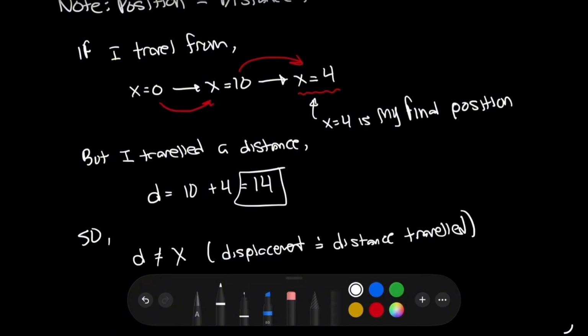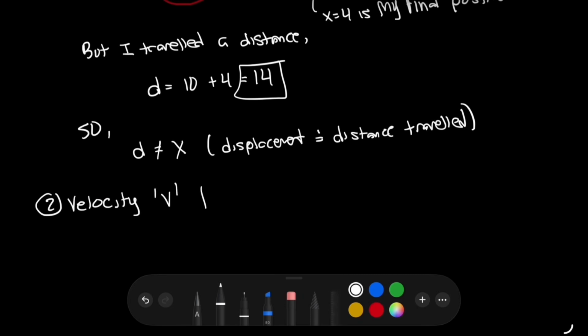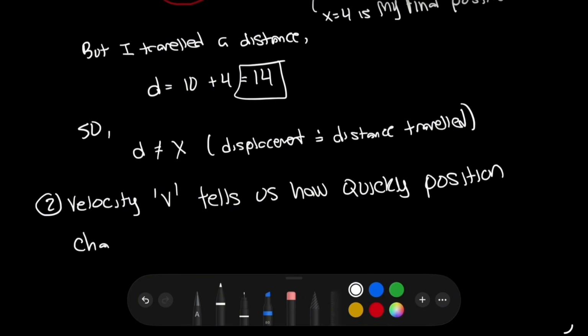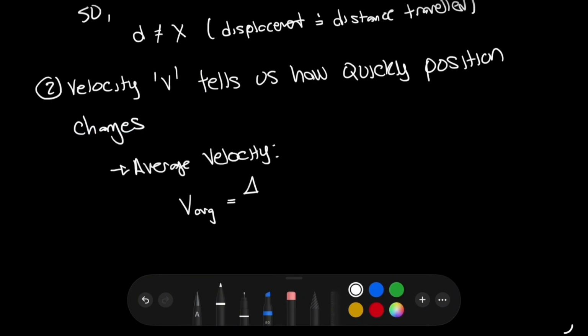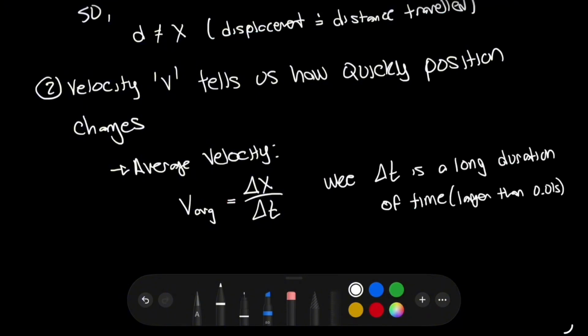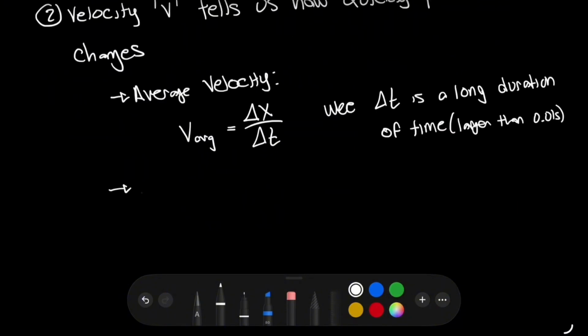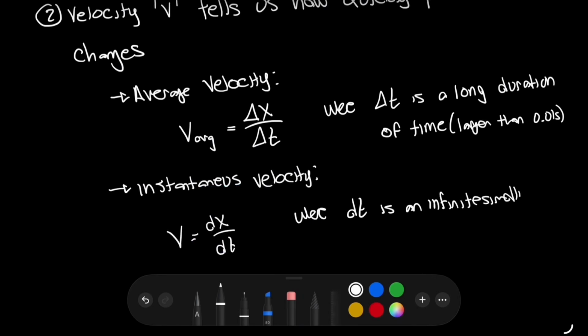They're two different quantities. So next we can define velocity v, which tells us how quickly the position changes. And average velocity is given by this equation here, where delta t is a long duration of time, which is larger than 0.01 seconds. And then the instantaneous velocity is given by this equation here, where lowercase dt is an infinitesimally small change in time. So the instantaneous velocity measures the very small amount of change in this infinitesimally small amount of time.